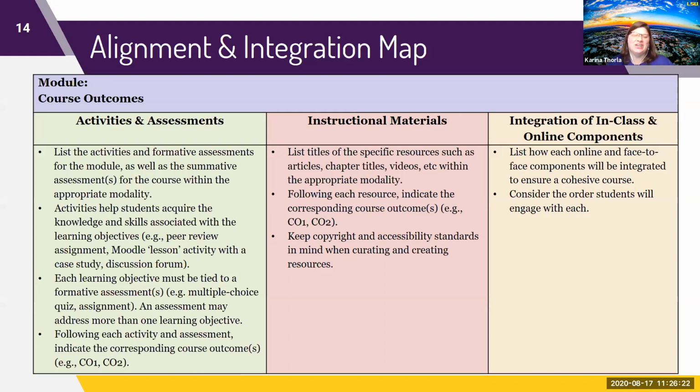All right, so one strategy that we use to organize all of these components for a course is called an alignment and integration map. It has columns for you to enter your course outcomes, the different types of activities, and instructional materials. And remember that these course outcomes are what the student is expected to be able to do at the end of the course. So these outcomes are going to frame the assessments, the course materials that you're going to use, and any activities that you will spend time developing. So each component should be aligned to the course outcomes.